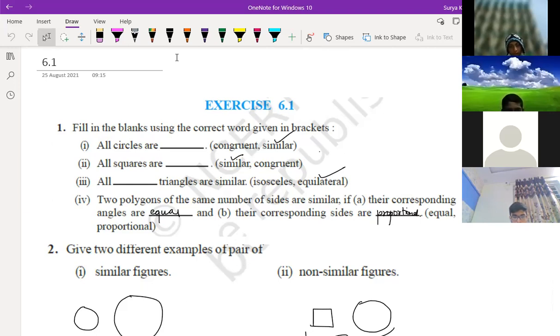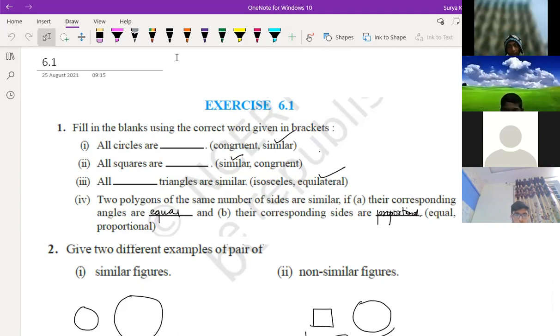See, all circles are similar or congruent? Adarsh. Yes, sir. All circles are similar or congruent. Yeah, congruent. How congruent? Suppose I'm taking one circle with 1 centimeter radius, and one circle I'll take 2 centimeter radius. So how does this become congruent? Yes, sir. So it is similar, not congruent. Okay, similar for sure.